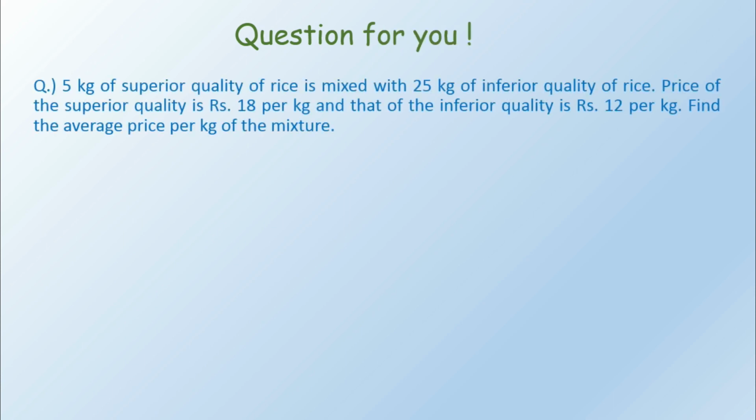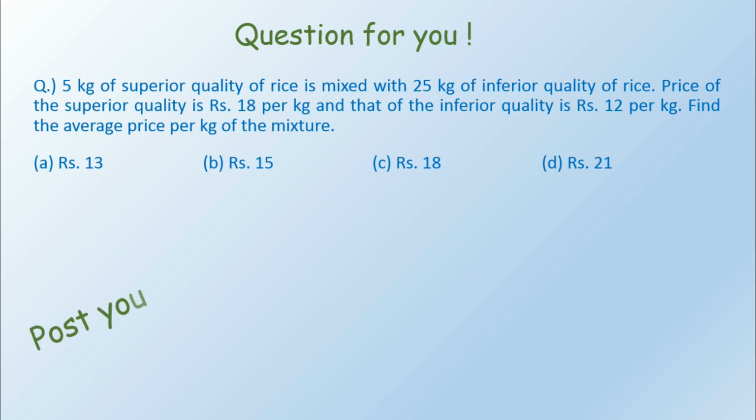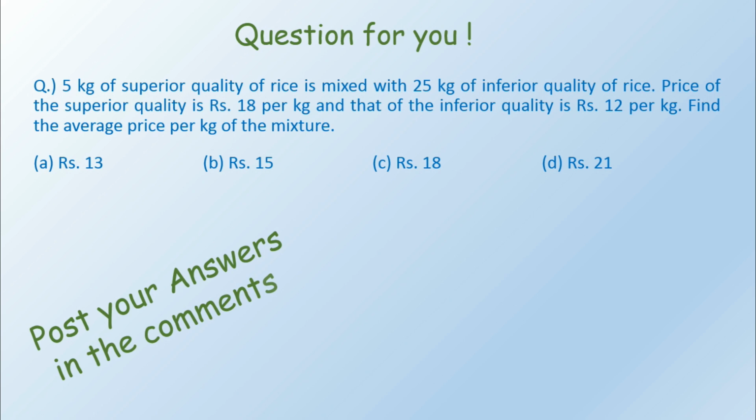Now there's a question for you. 5 kg of superior quality of rice is mixed with 25 kg of inferior quality of rice. Price of the superior quality of rice is rupees 18 per kg and that of inferior quality is rupees 12 per kg. Find the average price per kg of the mixture. And here are your options. I'm not going to solve this question for you. I hope you can now solve this question on your own, and you can post your answers in the comments.